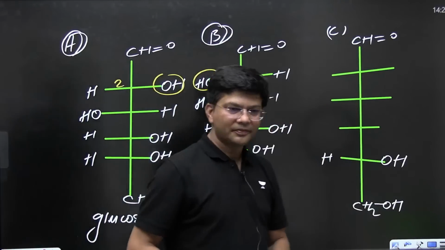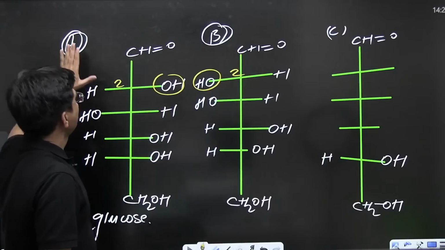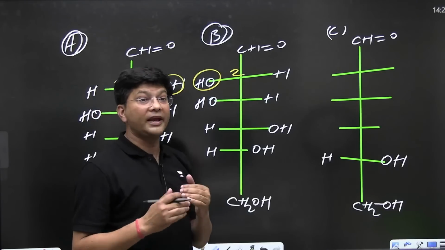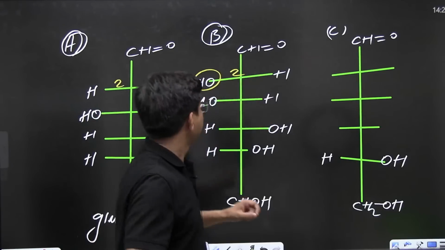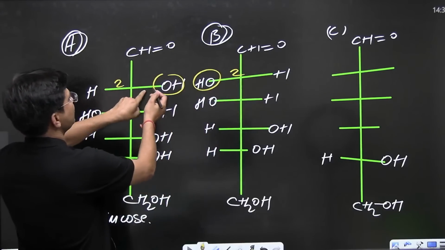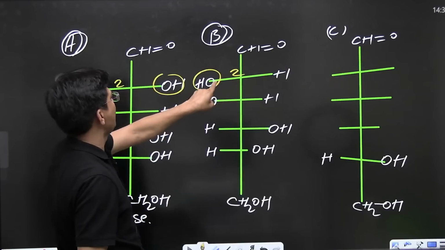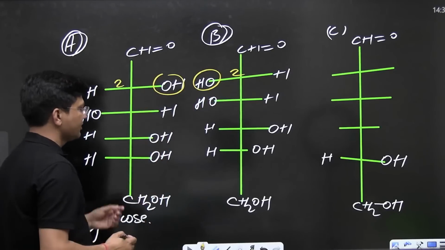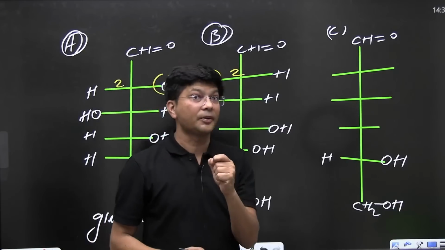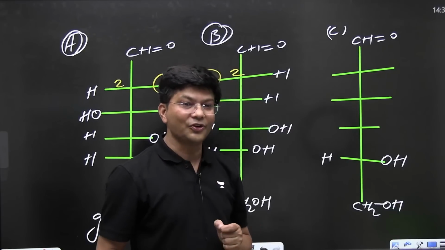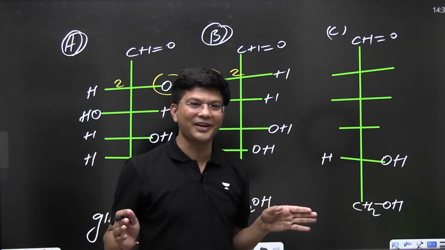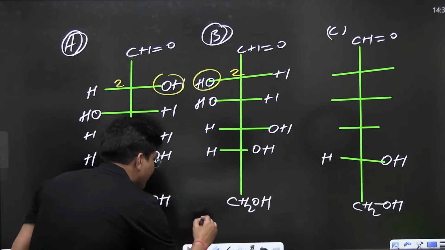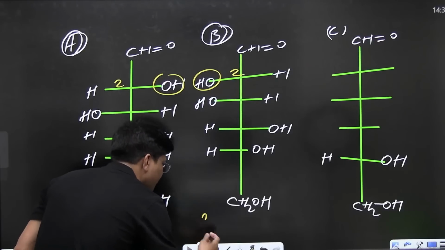Now, my dear students, just try to find out what's the difference between the first compound A and B. You will come to know that OH here is on the right hand side and in this compound OH is on the left hand side. So definitely there is a difference. They differ only at one carbon, that is the second carbon. So, are you ready, my dear students? So, this is glucose and this is mannose.